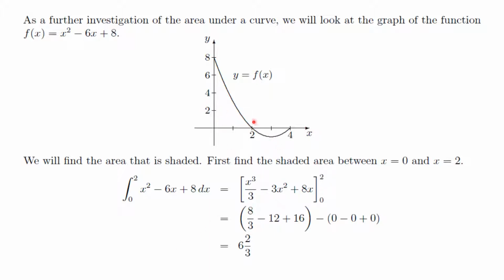First you'll find the area which is shaded between x equals 0 and 2. So you integrate the function: x cubed over 3, minus 6x squared over 2, which is minus 3x squared, and 8 becomes 8x, between 0 and 2. You substitute 2, take away, substitute 0, so you get 6 over 3. So this first part of the area between x equals 0 and 2 has a value of 6 over 3 as the area.